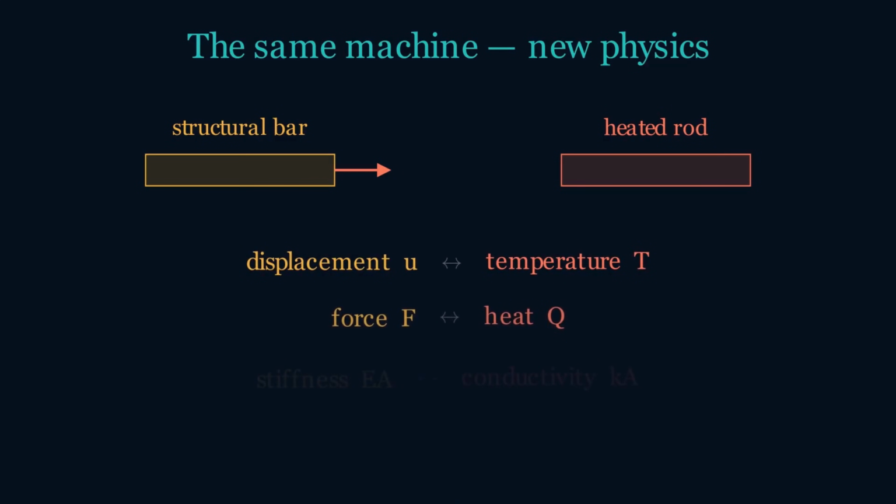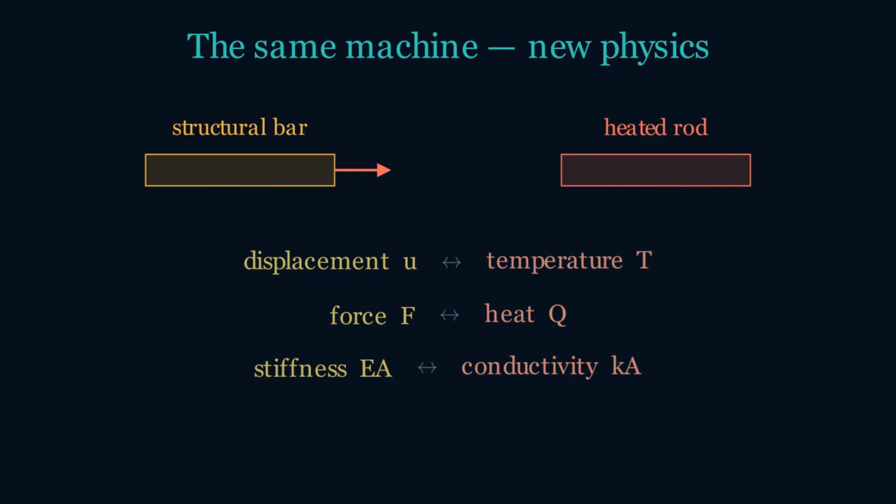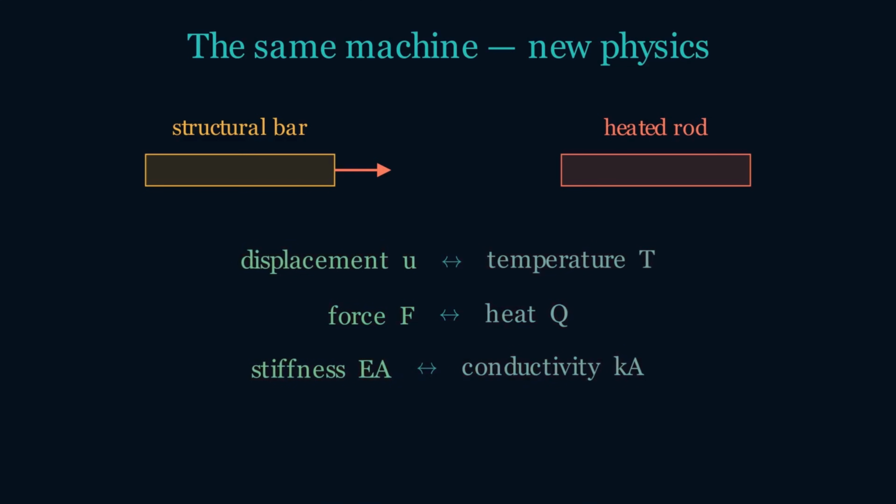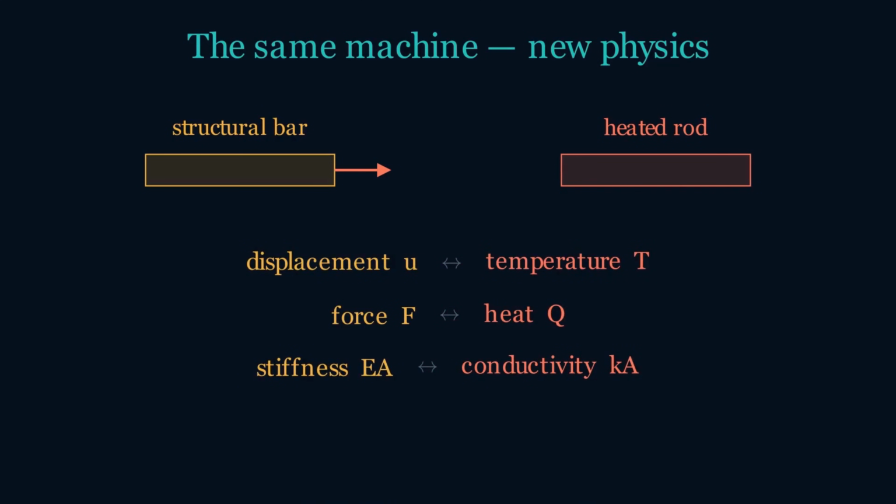Displacement becomes temperature. Force becomes heat flow. The stiffness EA becomes the conductivity KA, swap the labels, and it's identical. Which means we don't need a new method. The finite element machine we already built will solve heat conduction with almost no changes at all. Let's prove it.